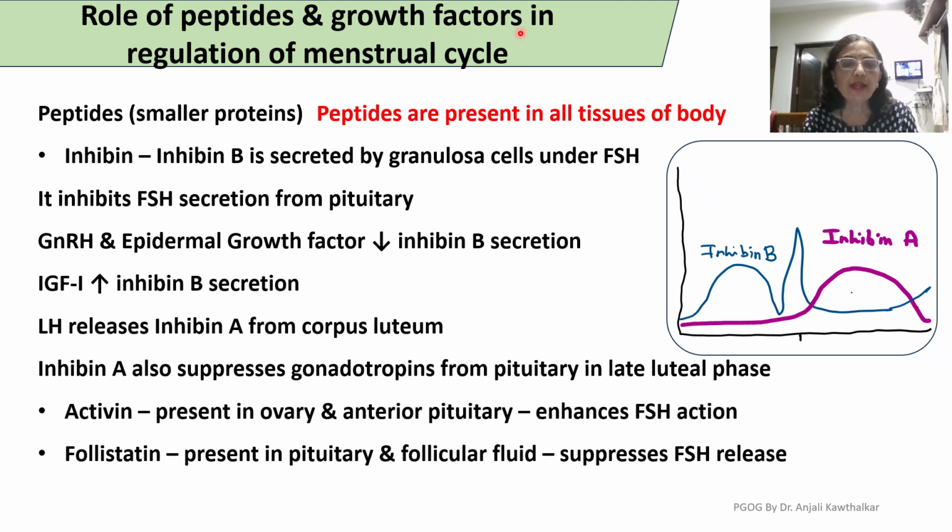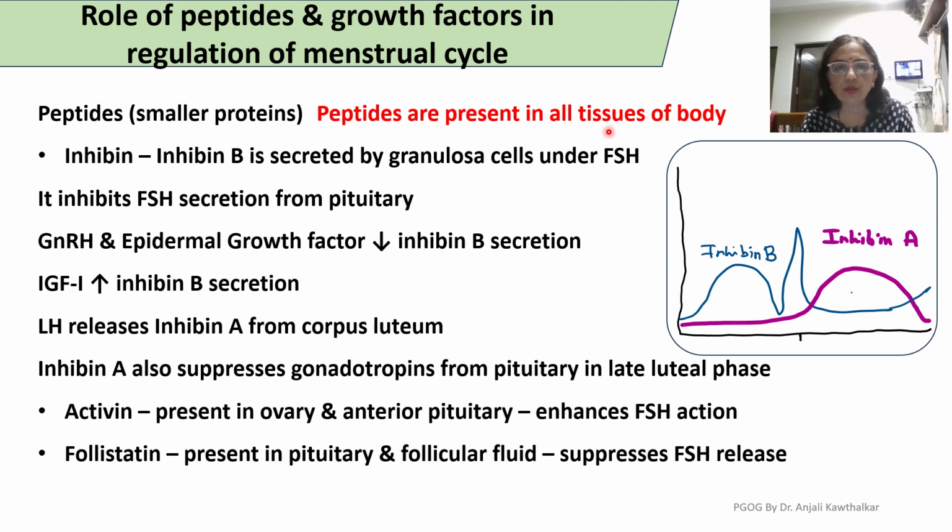Role of peptides and growth factors in regulation of the menstrual cycle. We have already seen the role of peptides in the initial development of the primordial follicle, where activin and bone morphogenic factor enhance primordial follicle development, whereas inhibin and anti-Mullerian hormone inhibit it. Even in the later part of follicular development, these molecules or peptides play a role. Peptides are smaller proteins which are present in all the tissues of the body.